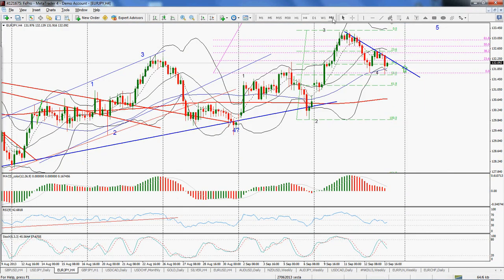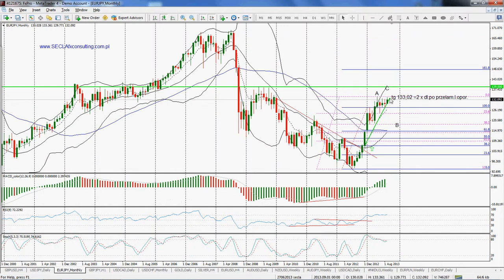I will move now to Euro Japanese yen. On the monthly chart, the monthly candles, we've got those tops here. So this is important. The market has reacted based on those candles to these levels here. So there must be some resistance here for the market, and the market is reacting to that level.